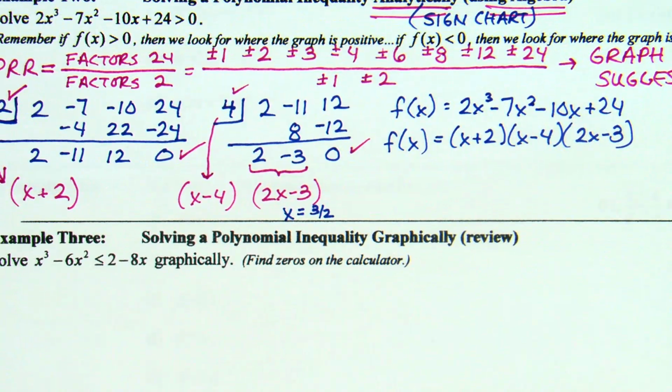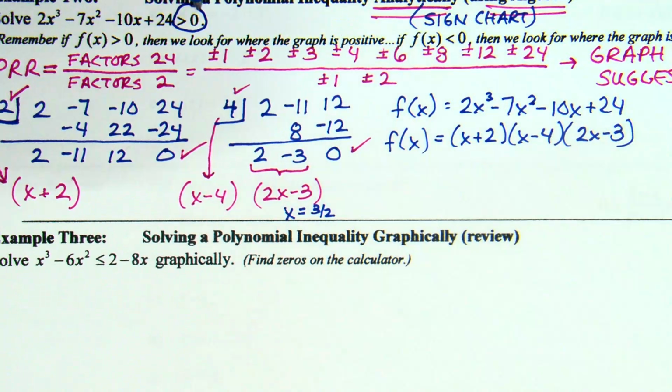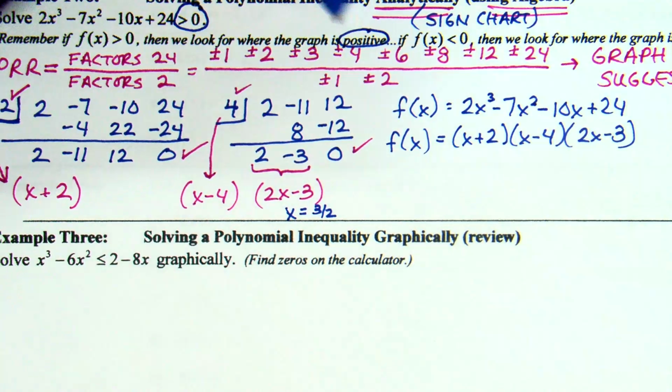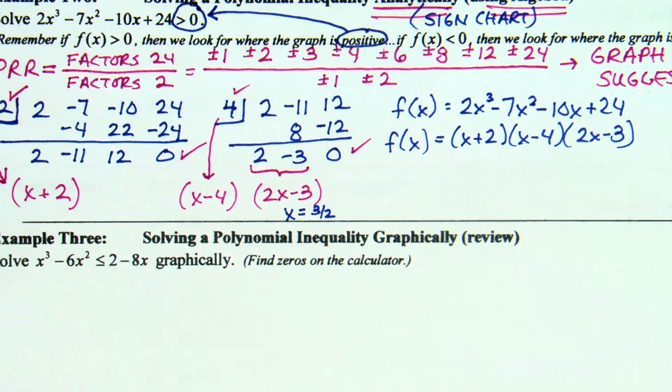Well, specifically, okay, so Ethan says positives and negatives. In this particular problem, what do I need, though? If we go back to the original problem here, we want to know where this graph is greater than 0. What does greater than 0 mean? Positive. So in this particular problem, because it says greater than 0, my answer is going to be any place that my graph is positive. If it said less than 0, my answer would be any place the graph is negative.